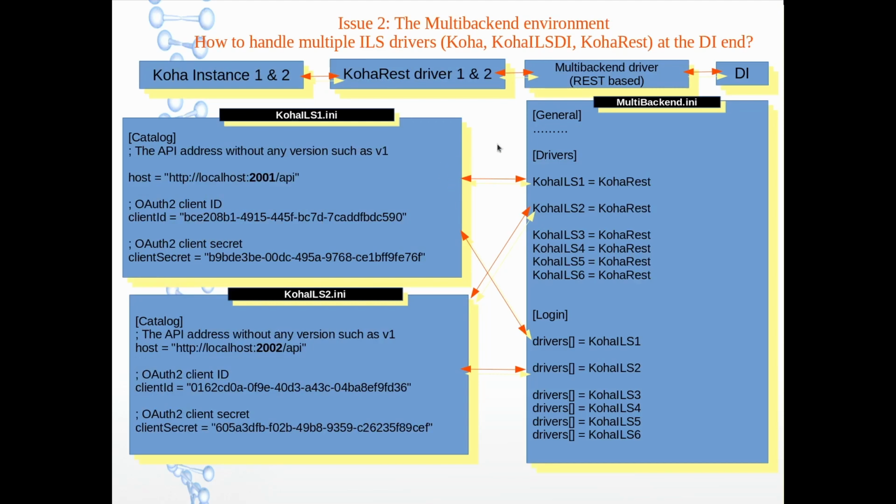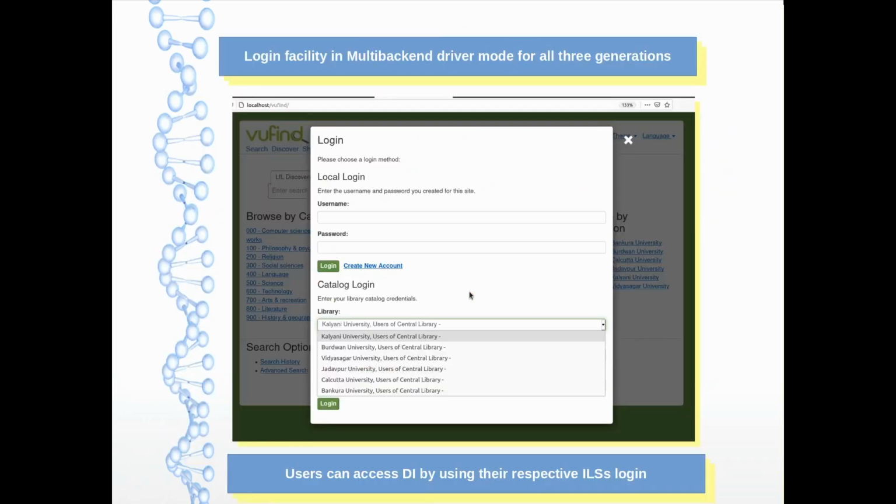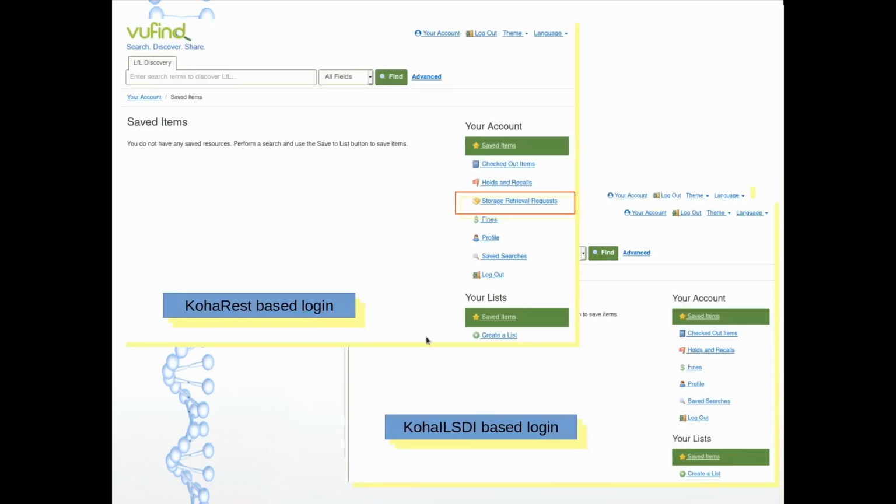Now this is the Koha REST, the same technology, but here you can see that we don't have to share the database username and password. Here we are giving only the client ID and client secret as generated in Koha. This is the Koha ILS1, this is the Koha ILS2, and here we are utilizing Koha REST, which connects to the respective drivers. So the result is that at the end of the day we can display a lot of participating universities, and the user can select their university, enter their login and password, and enter inside the DI or discovery interface.